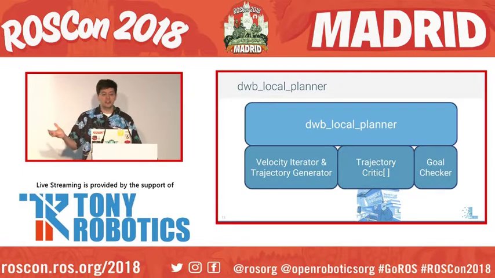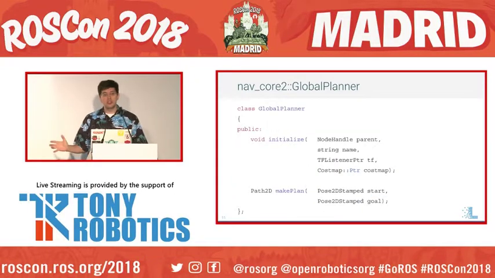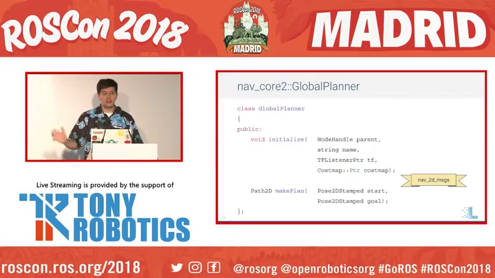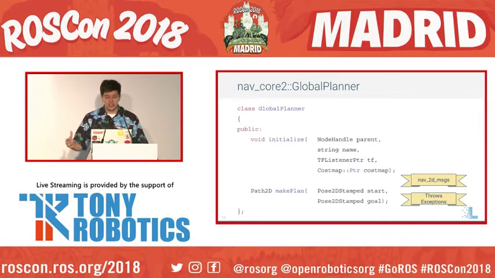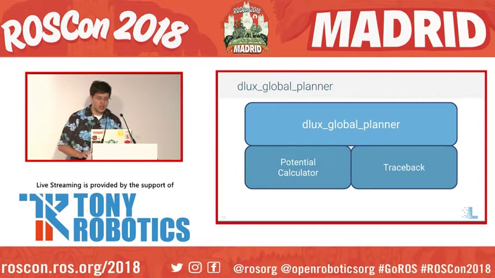Last year I talked about DWB Local Planner and all the different components which were plugins so that you could customize it to your own needs. Now with the new global planner interface, it's very similar in that it also uses these nav2D messages which eliminate all of the 3D information. But instead of just returning a Boolean for whether it succeeds or fails, it throws exceptions so that you can get more contextual information about why it failed. And so we have a new global planner, which is called Deluxe Global Planner.